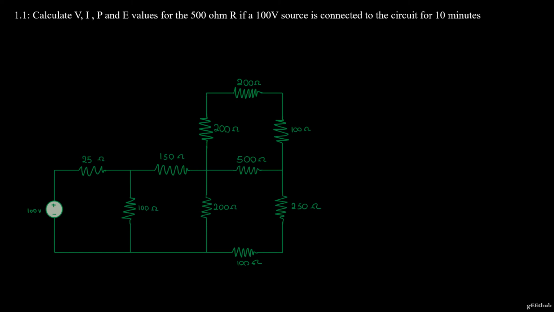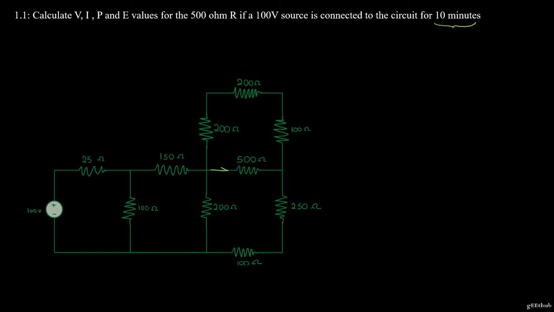Problem 1.1, calculate voltage, current, power, and energy values for the 500 ohm resistor if a 100 volt source is connected to the circuit for 10 minutes. The reason why it says 10 minutes is because it's asking us for energy, and energy is time dependent. So we will be using this 10 minutes later in our equation.